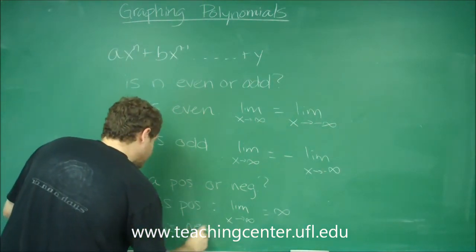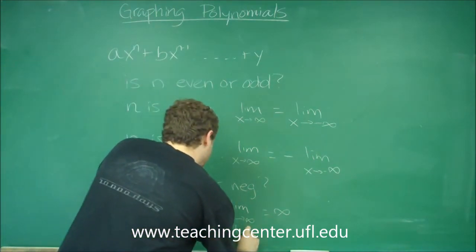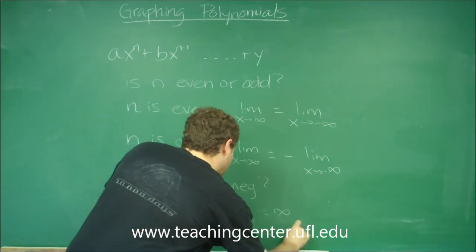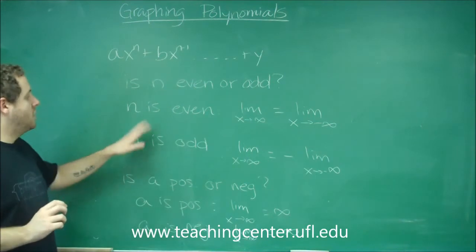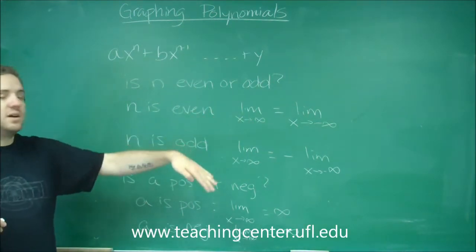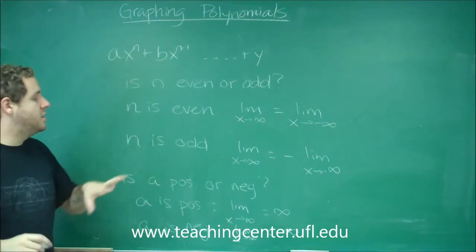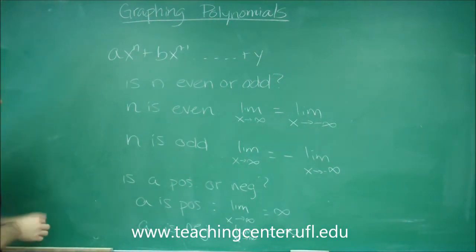And as you might have guessed, you have exactly the opposite if a is negative. The limit as x goes to infinity is negative infinity, meaning the graph falls to the right. If it falls to the right and it's even, it also falls to the left. If it falls to the right and it's odd, then it goes up to the left. So now we know our complete end behavior of our function by just determining whether n was even or odd.